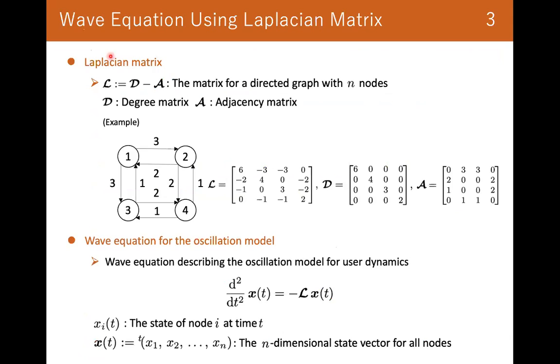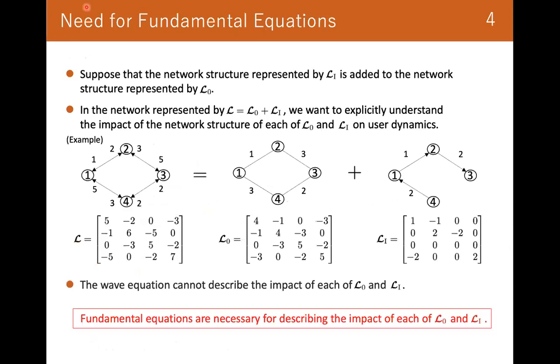Next, I'd like to talk about the wave equation using Laplacian matrix. L, defined by degree matrix D and adjacency matrix A, is the matrix for a directed graph with n nodes. This is an example of directed graphs with 4 nodes. In this directed graph, Laplacian matrix L, degree matrix D, and adjacency matrix A are expressed on the right. Based on the Laplacian matrix L, the wave equation describing the oscillation model for user dynamics is expressed as this equation. In this equation, x_i(t) is the state of node i at time t, and x(t) is the n-dimensional state vector for all nodes.